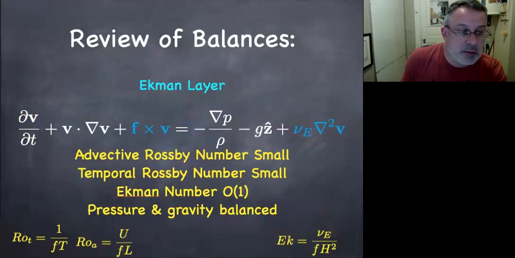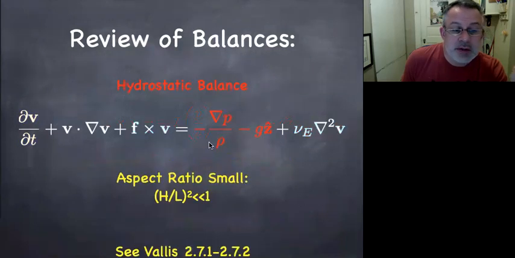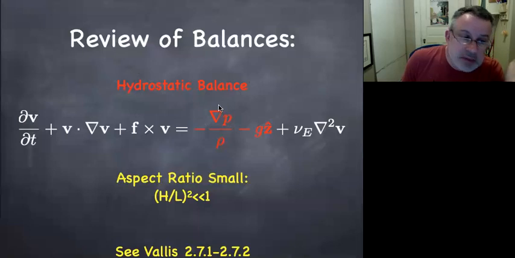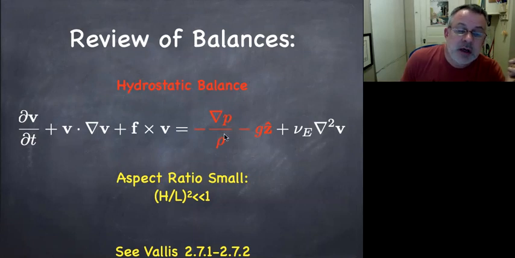small Rossby, both flavors. The hydrostatic balance is a little bit different than these because it's in the vertical direction momentum equation, so we don't have the Rossby numbers and things, which are focused on the horizontal, because we're normally neglecting the contribution of the Coriolis force in the vertical direction. But anyway, we have a balance between these two terms, vertical pressure gradient and gravity.